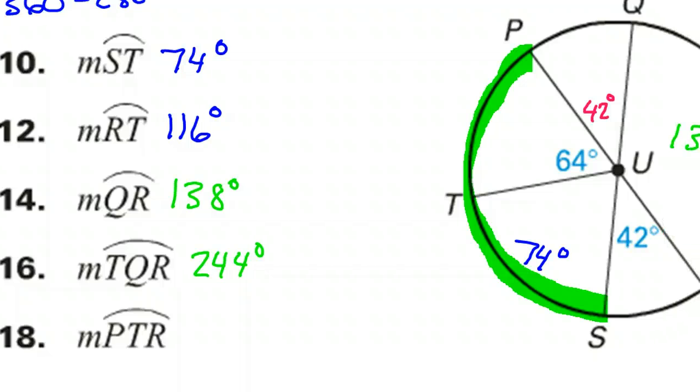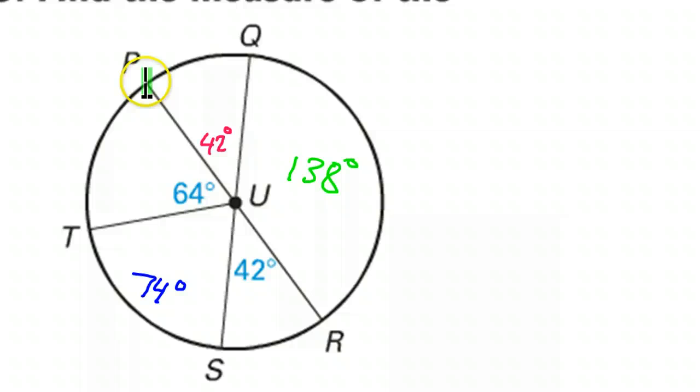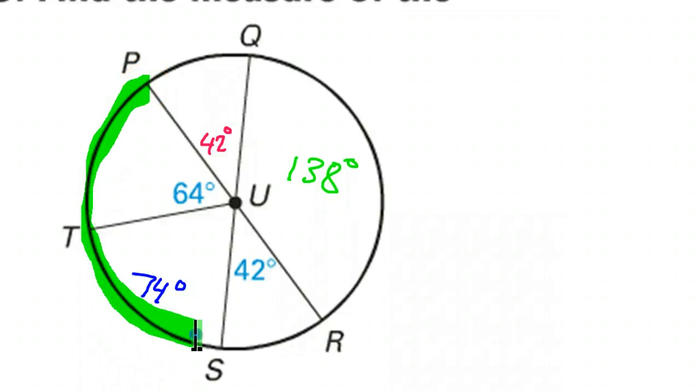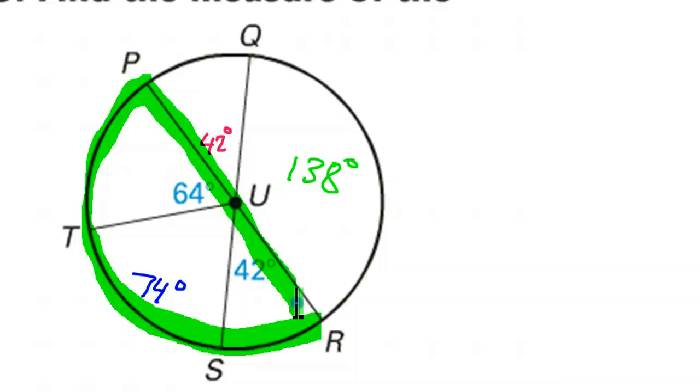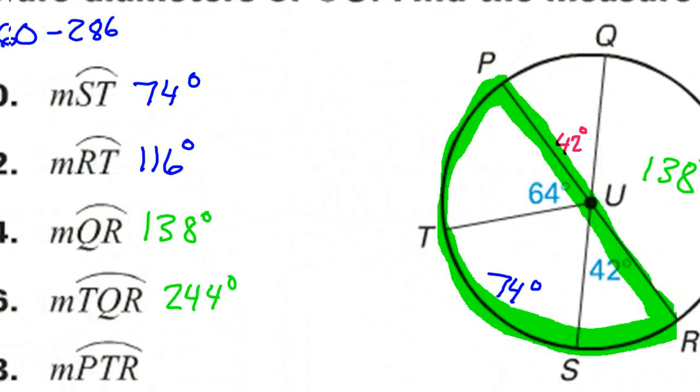Okay. How about the measure of arc PTR? PTR starts at P, goes through T, and comes around to R. So there's arc PTR. Well, look, this is a diameter, which makes this a semicircle, 180 degrees.